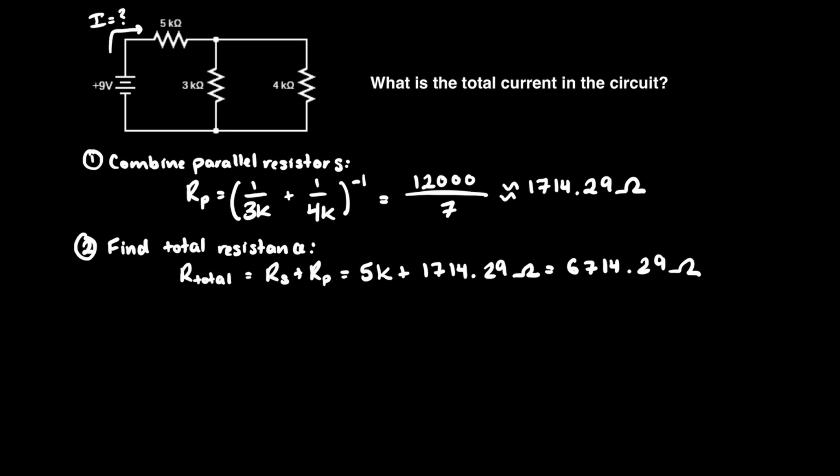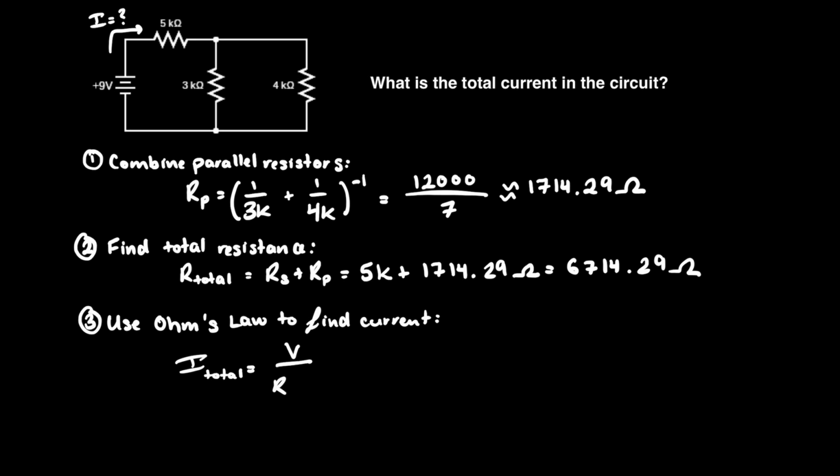Finally, all we do is use Ohm's law to find the total current. Therefore, I total equals V over R total, and that R total is what we found in step number 2, meaning 9 volts over 6,714 ohms gives us our final answer of 1.34 milliamps.